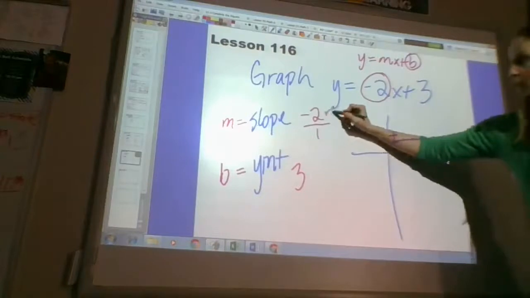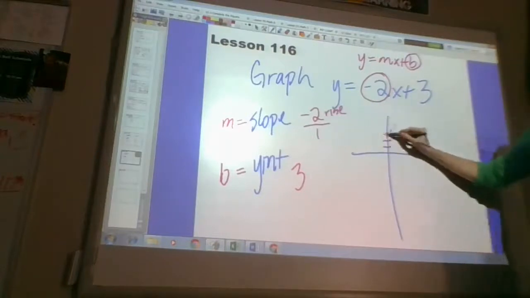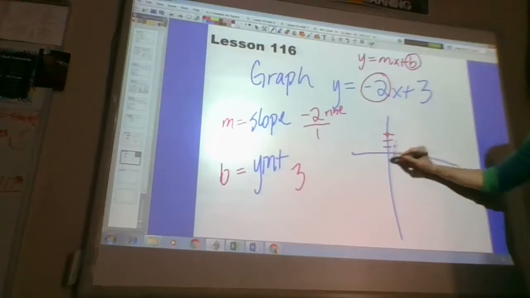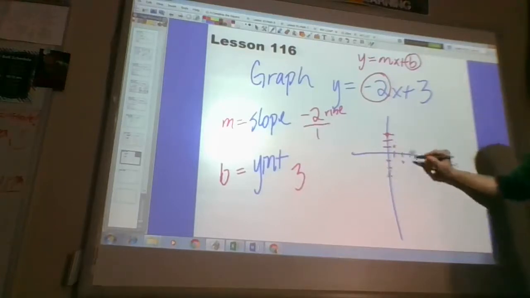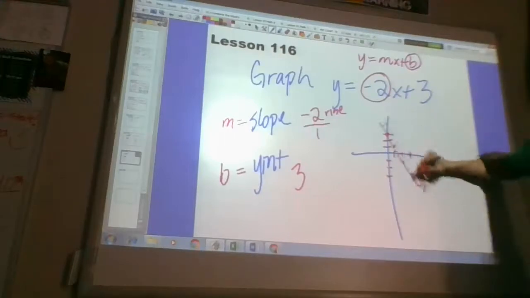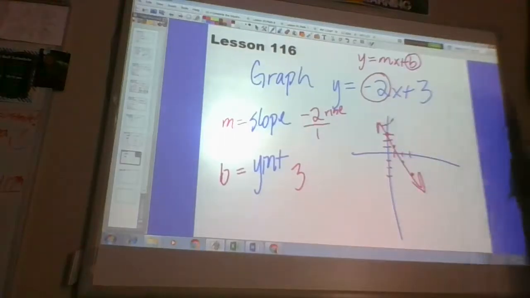Then for slope, you have to ask yourself, how do you rise -2? And I hope you know you just go down 2 over to the right 1. Down 2 to the right 1. Down 2 to the right 1. And then when you graph your line, it's like that.